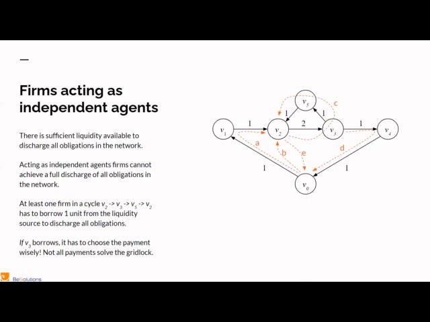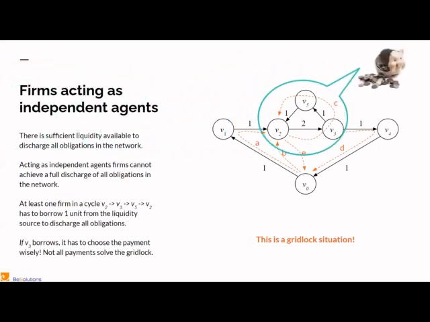The obligation network is cleared, does not exist anymore. And this is just one of the possible solutions. Actually there are more solutions. But because we had to go into the liquidity source and take more money, more liquidity to solve the problem, this is why this is called the gridlock situation. But the solutions are many.